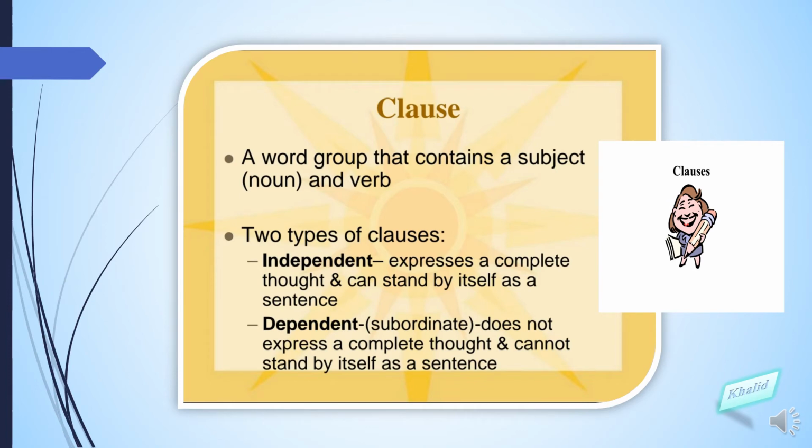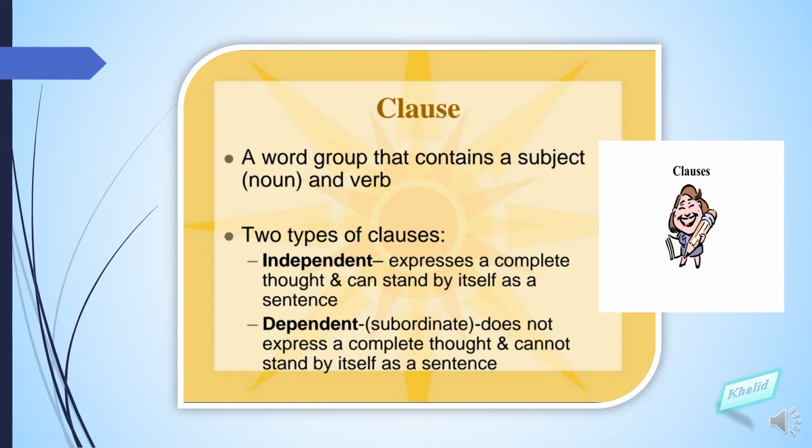Now here again we are going to learn more about clauses and its two types. As you already know, what is a clause? It is a group of words that contains a subject and a verb. There are two types of clauses. The first one is the independent clause, which expresses a complete thought and can stand by itself as a sentence.